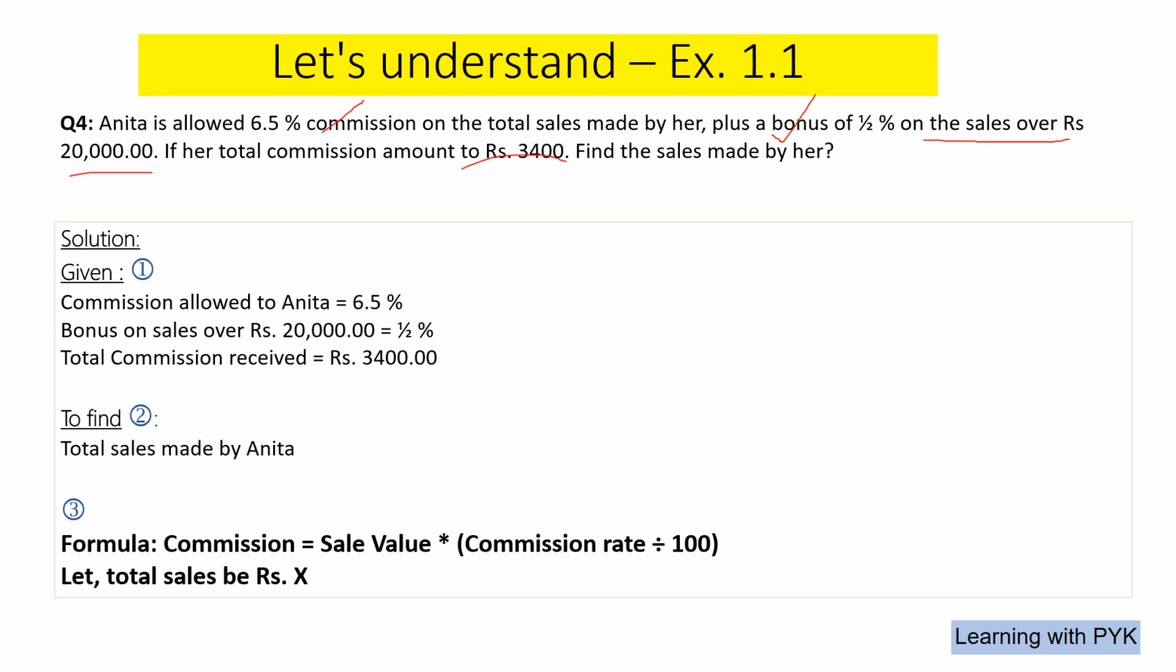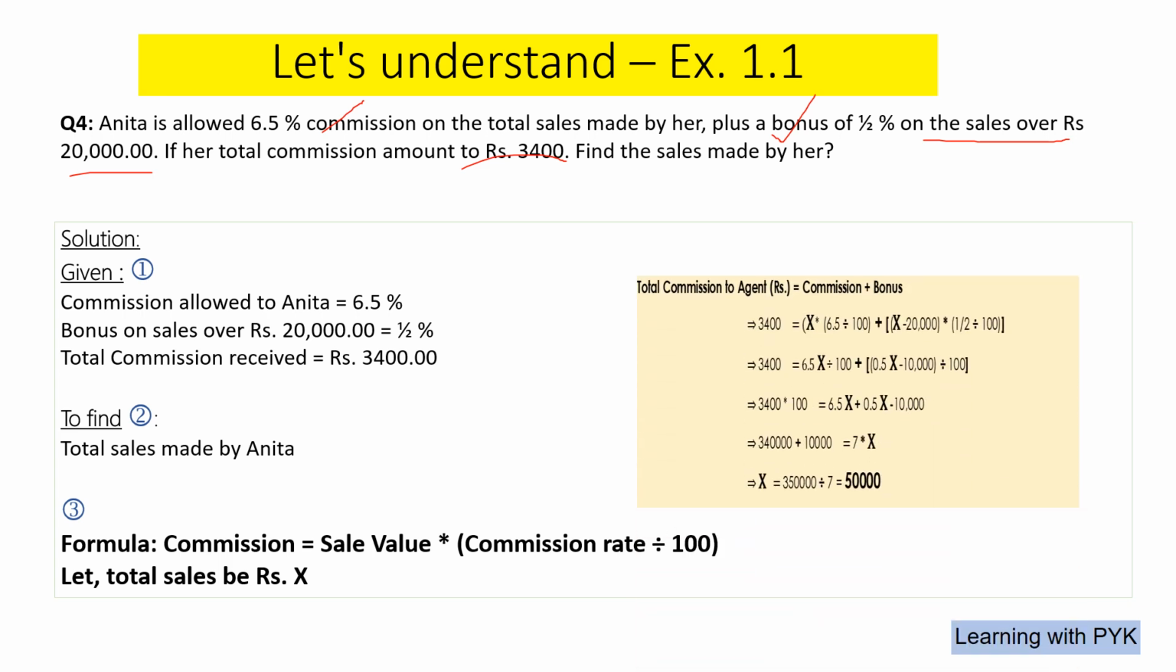So let the total sales be rupees X. We know the total commission she gets is commission plus bonus. So on the left-hand side we have 3,400. The commission is X, that is total sales, multiplied by percentage divided by 100, plus the bonus, which she gets on the sales over 20,000. So we subtract 20,000 from the total sales and multiply it by 0.5%. On solving this, we get X equal to 50,000.